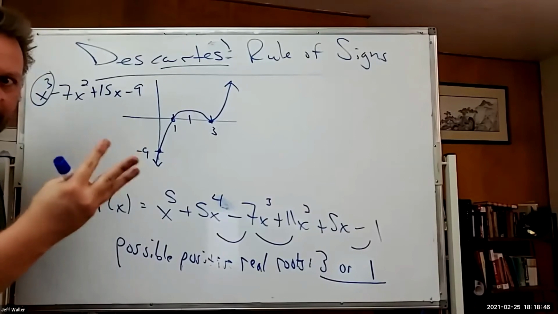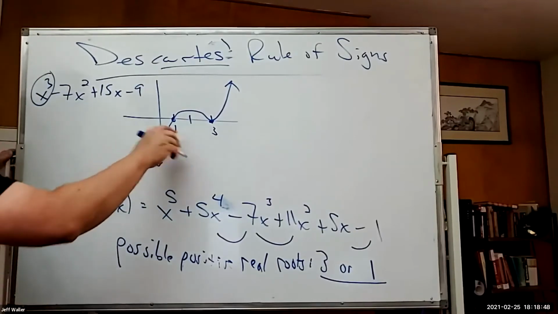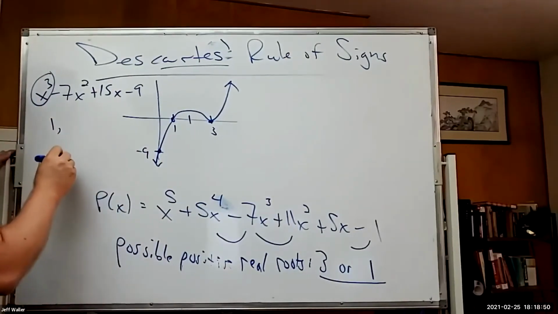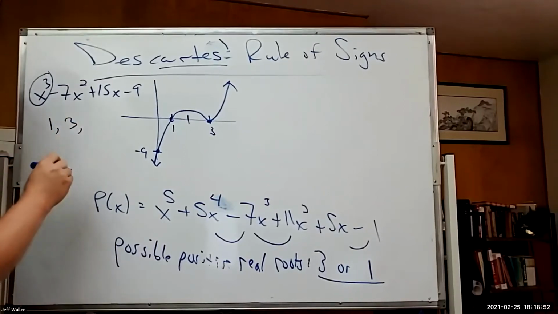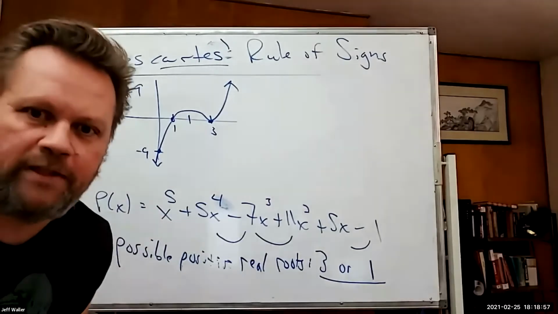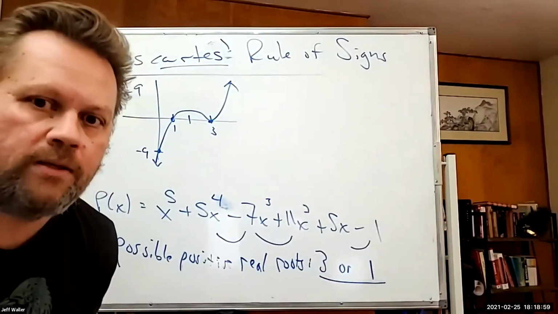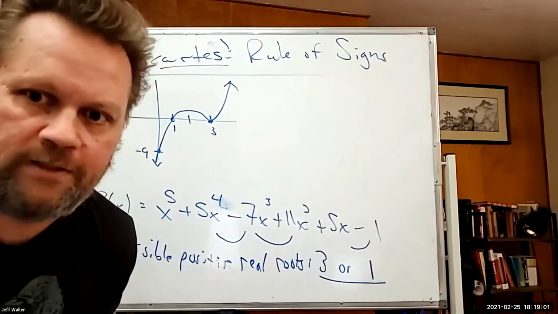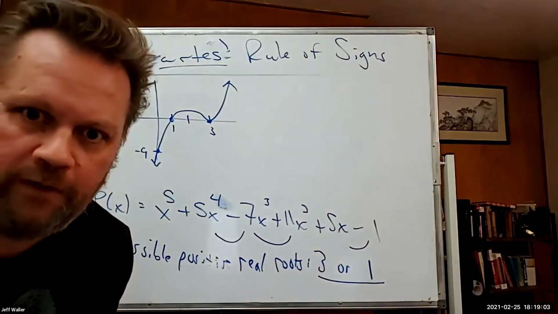What are the 3 zeros of this function? 1, 3, and 3. All right, so we just don't normally list it twice, do we? We call it multiplicity 2 instead of listing it twice, just so we feel less insane.